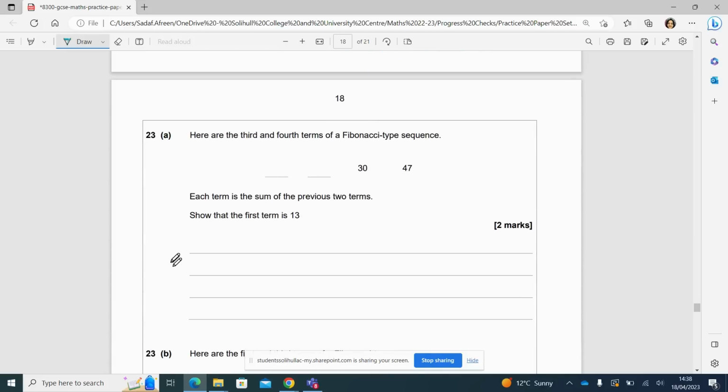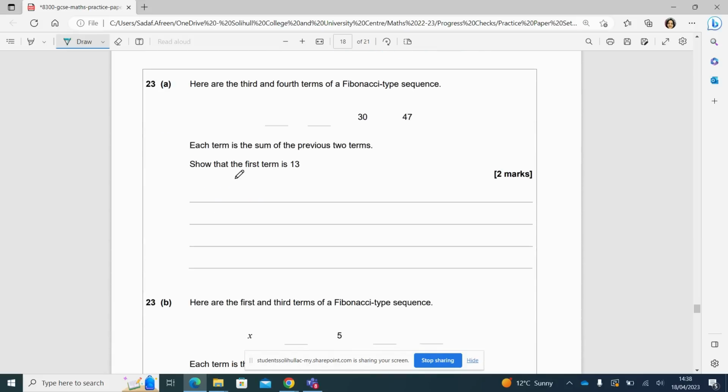Okay, the next question is on the Fibonacci sequence. It says here are the third and fourth terms of a Fibonacci type sequence. And we know the third and fourth terms are 30 and 47. Each term is the sum of the previous two terms, which means that if you add these two numbers, you get 30. If you add this number and this number, you get 47. Okay, you need to show that the first term is 13.